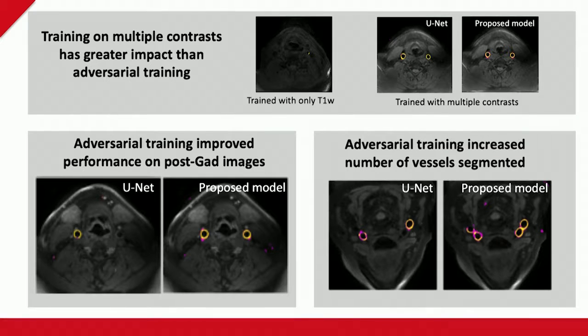Another indication that the adversarial model learned to generalize better was that it was more likely to erroneously segment non-carotid vessels. However, this is preferable to under-segmentations for reasons that we also explain in the poster.